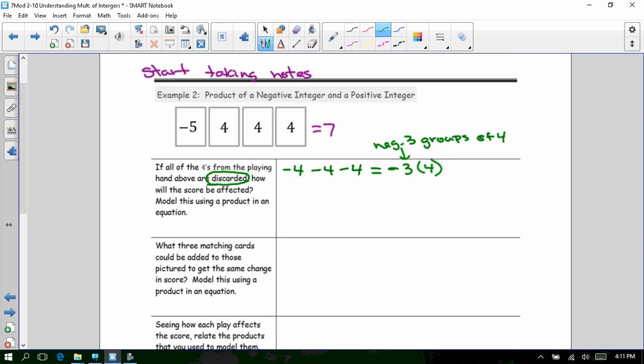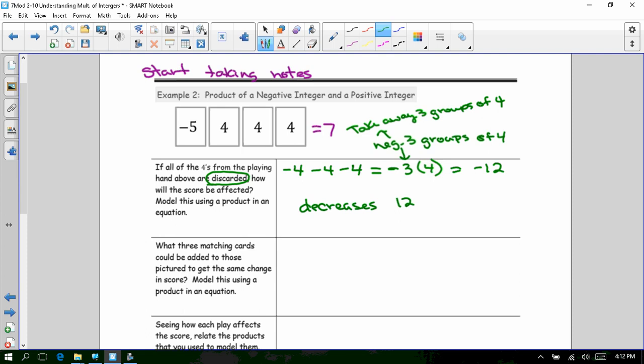So what if I said, instead of negative, take away? Right? You're a little kid again. Take away 3 groups of 4. Maybe that makes more sense to you. All right. So if I take away 4, take away 4, and take away 4, I really have taken away 12, right? My score decreases 12.